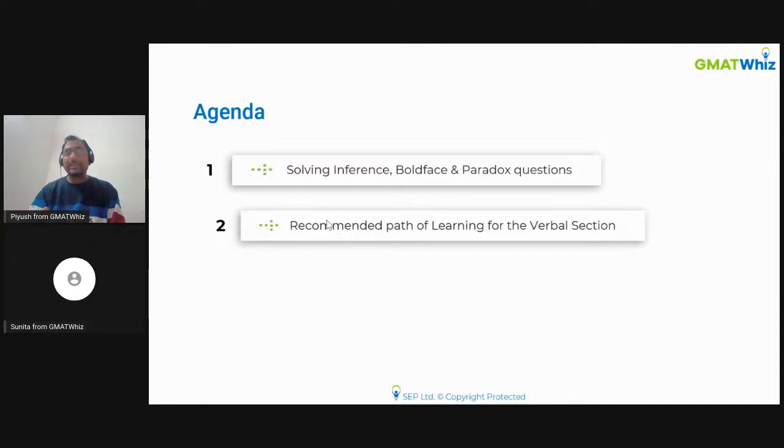And while doing this, we will also help you understand the recommended path of learning for the verbal section, because many people don't follow the right path of learning. They end up struggling with CR, but the problem lies elsewhere. So we will help you understand that part as well.